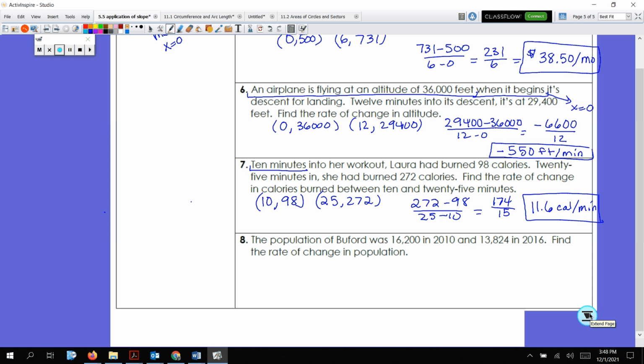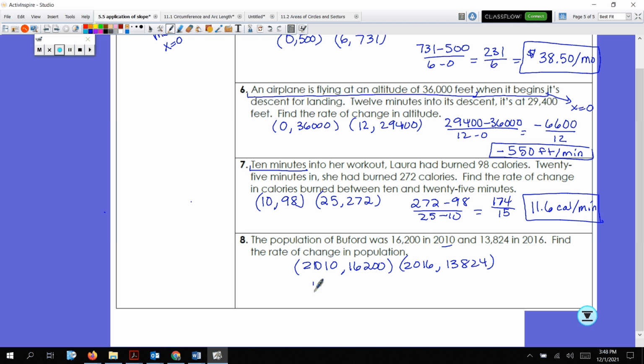Last one. The population of Beaufort was 16,200 in 2010 and 13,824 in 2016. We are going to find the rate of change in population. Time is our x here. Time is independent. So the first ordered pair is 2010, 16,200. And the next ordered pair is 2016, 13,824.